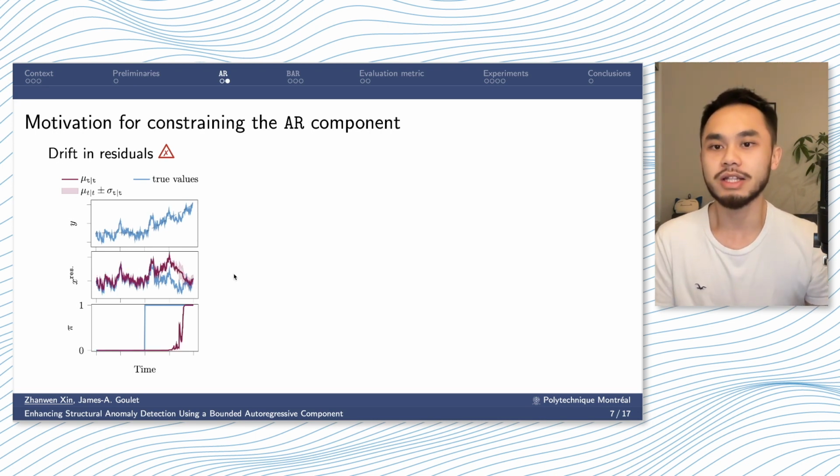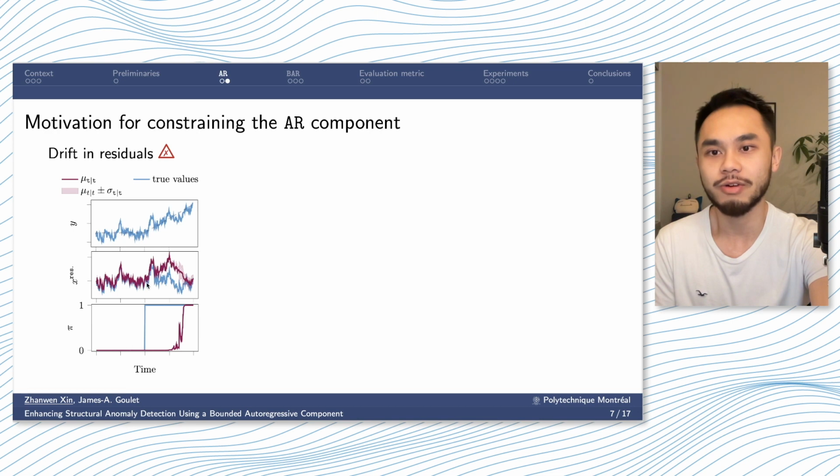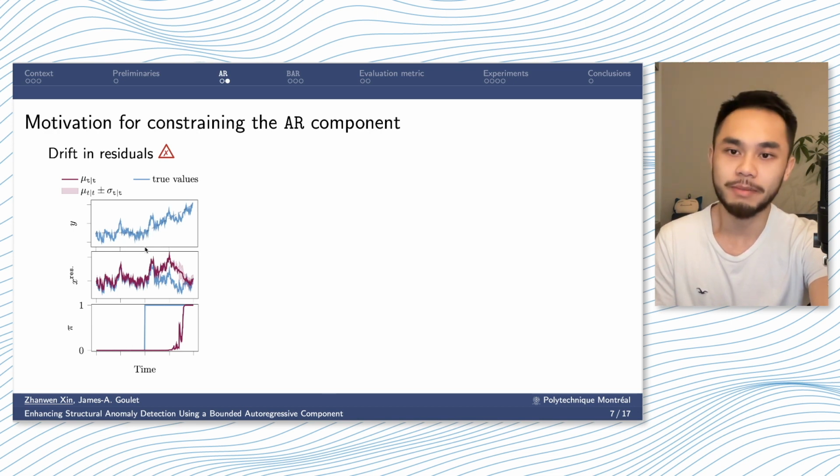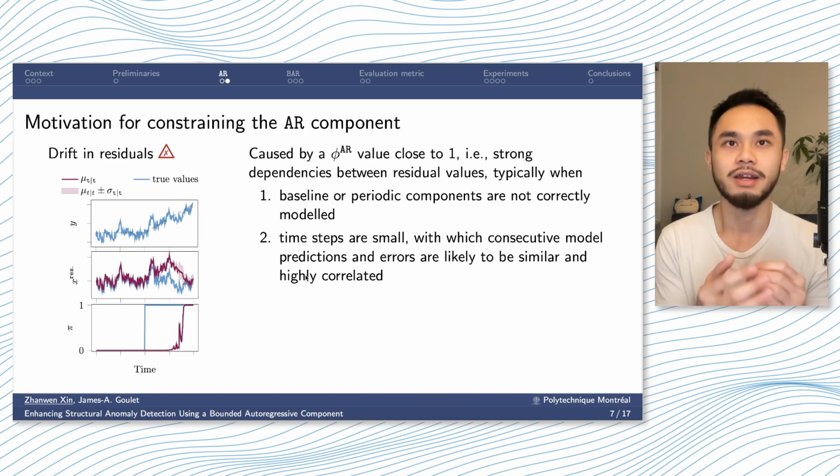So this is what I got from the estimation. The residual estimation, represented by the purple line here, drifts away from the true value after I injected the anomaly. And these drifts hinder our anomaly detection. Why this happens is typically caused by a phi AR value that is close to 1, which implies strong dependency between residual values. It happens typically when the baseline or periodic components are not correctly defined, and their patterns may be partially attributed to the AR components, eventually leading to a phi AR close to 1 to enable the model to capture the strong dependency between the residual values.